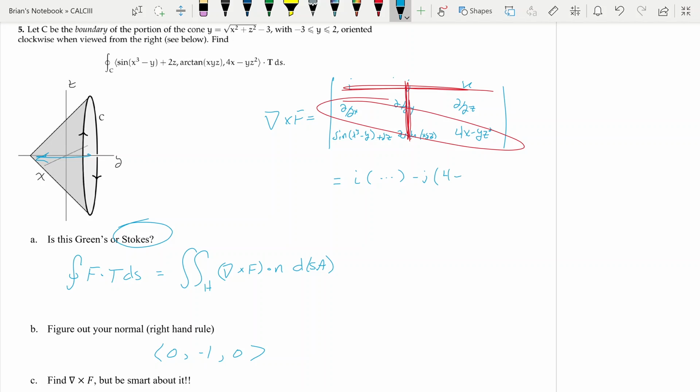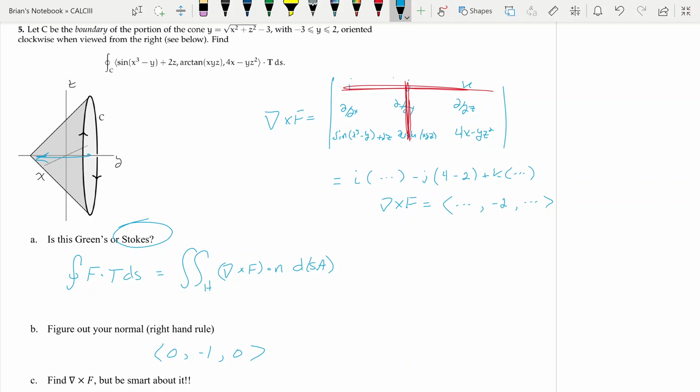And then minus, and then we go the other way, right? And then I take the determinant that way, and I'll get rid of all that so it's not as nasty. So it'd be 4 minus, so partial z times the sine of x cubed minus y plus 2z, so there's just a 2. And then we'd have plus k times, I don't care because it's going to be multiplied by 0. So then our del cross f is equal to something, -2, and then something.